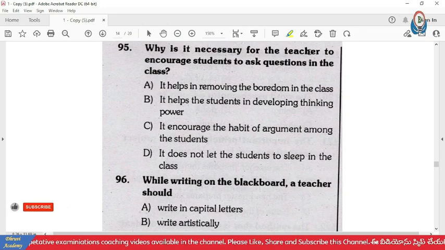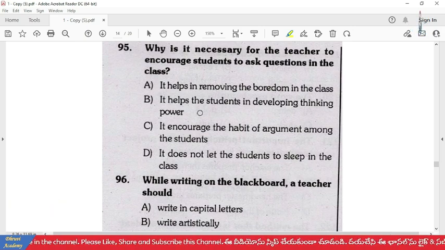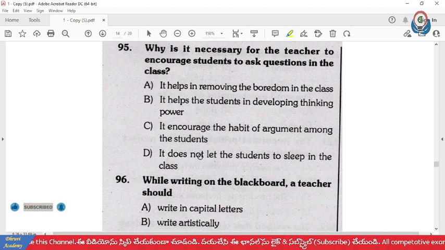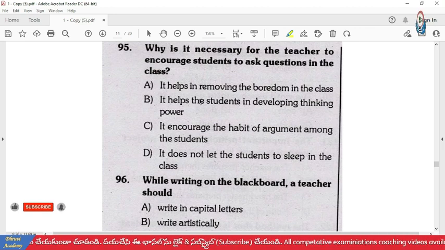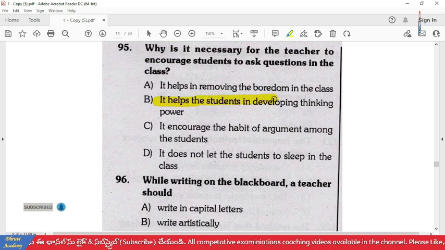Why is it necessary for the teacher to encourage students to ask questions in the class? A. It helps in removing the boredom in the class. B. It helps the students in developing thinking power. C. It encourages the habit of argument among the students. D. It does not let the students sleep in the class. Which is the right answer? It helps the students in developing thinking power.